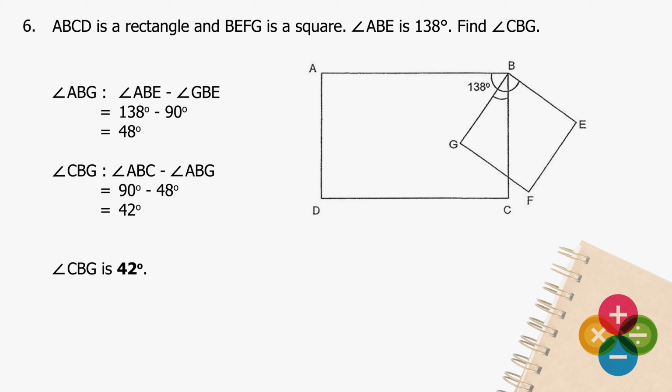Angle ABG will be: subtract angle GBE from angle ABE, which is equal to subtract 90 degrees from 138 degrees, and the difference is 48 degrees. Angle CBG will be: subtract angle ABG from angle ABC, which is equal to subtract 48 degrees from 90 degrees, and the difference is 42 degrees. Angle CBG is 42 degrees.